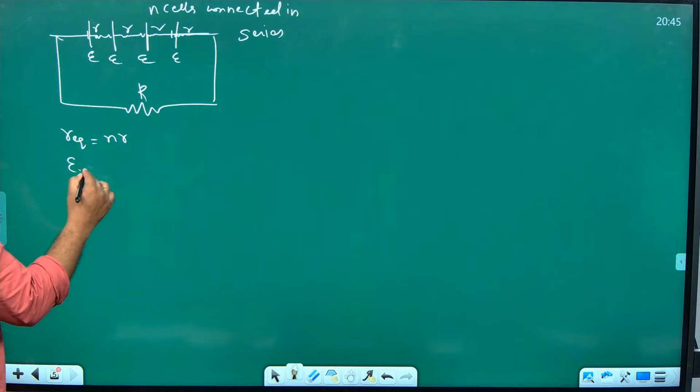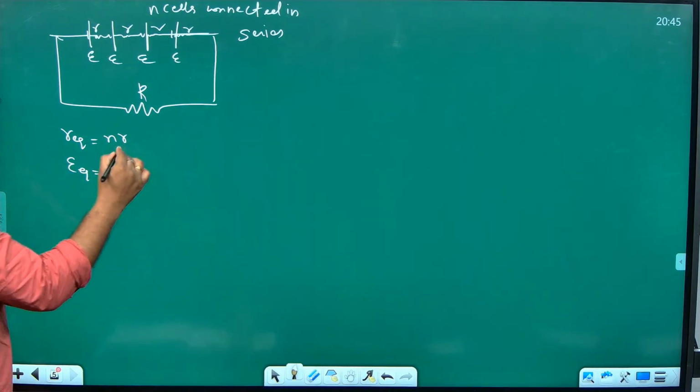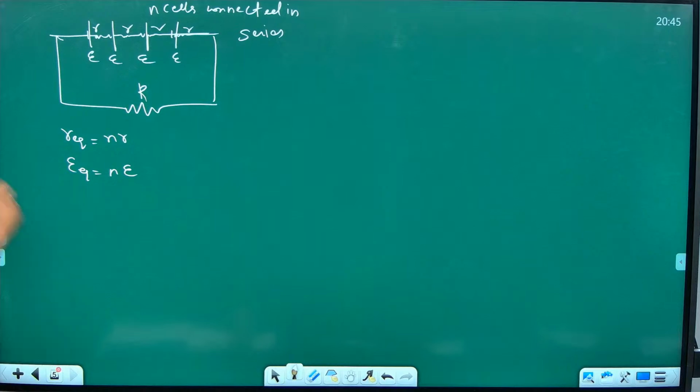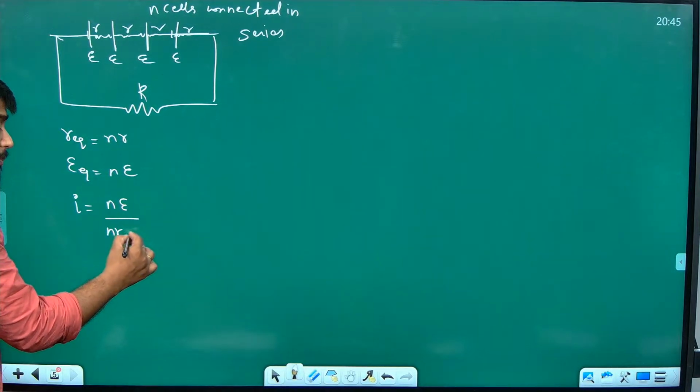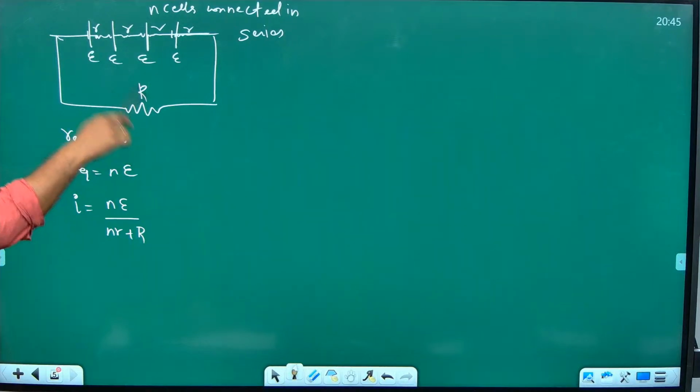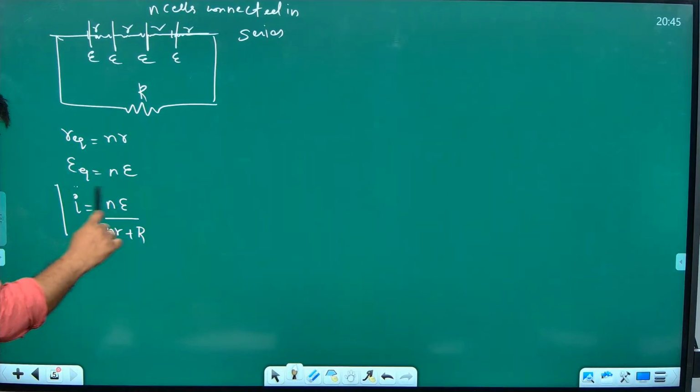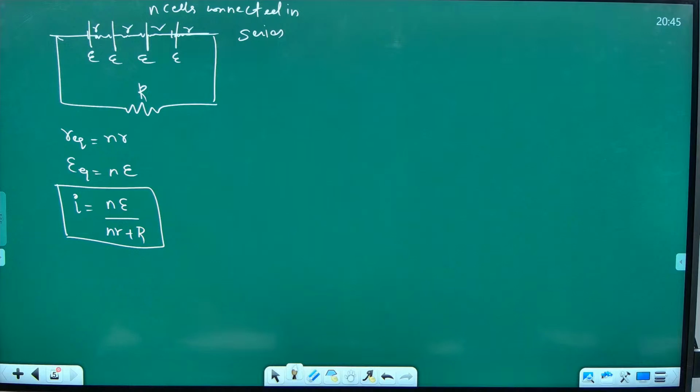What is E equivalent? nE. Don't you agree with me? Okay. So, what will be the current drawn from the cell, I? Total EMF, which is nE, total resistance will be nr plus R, isn't it? Because we have external resistance also, no? I hope you are understanding how I have got this equation. I is equal to nE, which is total EMF, divided by external resistance plus total internal resistance. I hope everybody is clear in this.